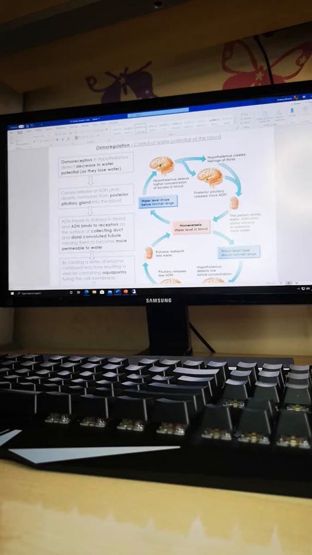The ADH travels to the kidney in the blood and it binds to receptors on the surface of the collecting duct and the distal convoluted tubule, and it causes them to become more permeable to water. How on earth does that happen?